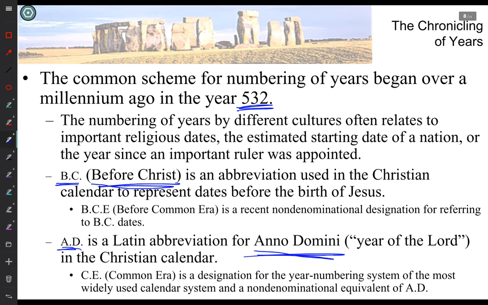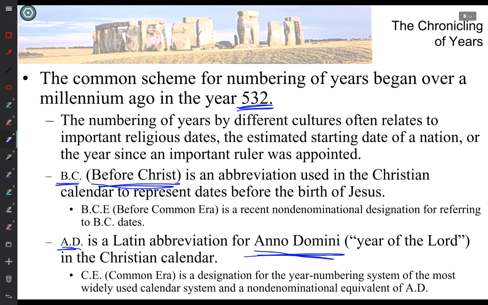And the system does not have a year 0. So you have 1 BC and the next year is 1 AD. But that's the way that we have been keeping time since 532 AD. So for the last 1,500 years or so.